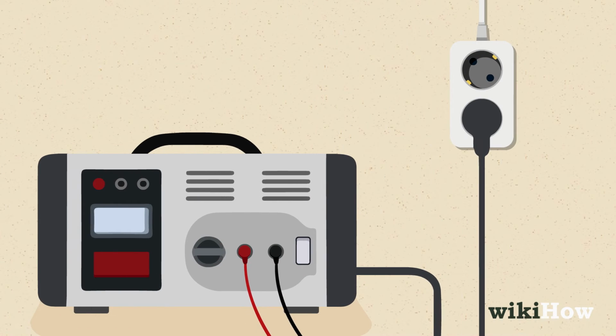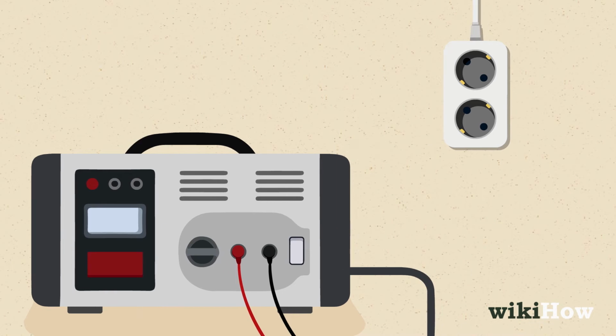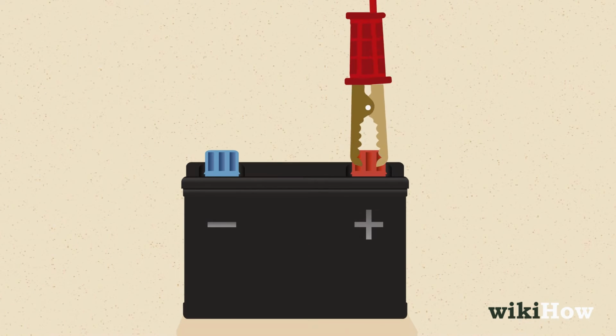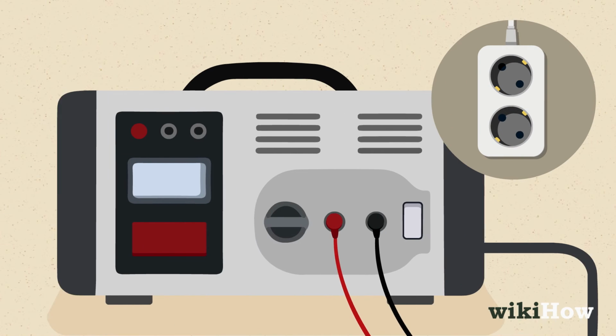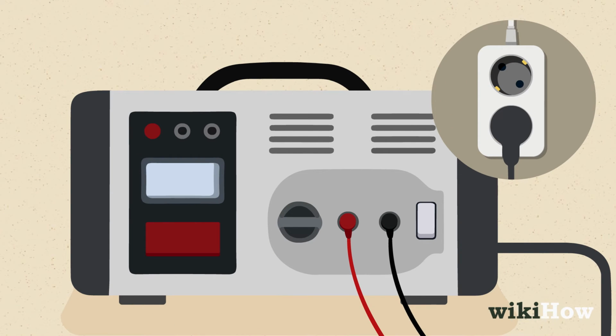With your battery charger switched off and unplugged from the wall, connect the red clamp on the charger to the positive terminal on the battery and connect the black clamp to the negative terminal. Then, plug the charger in and turn it on.